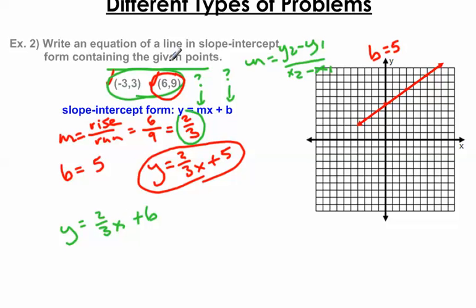So we have the x is going to be the 6, the y is going to be the 9. And so if I were to do this, we would have 9 equals 2 over 3 times 6 plus b. This is the letter b, the y-intercept. Sorry, my b's and my 6's look similar to each other.